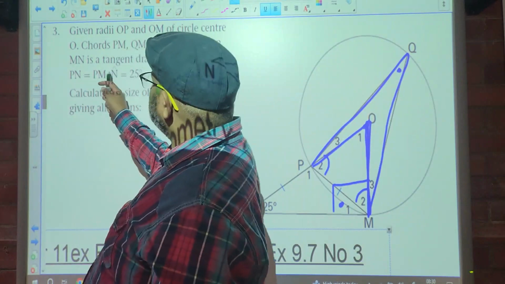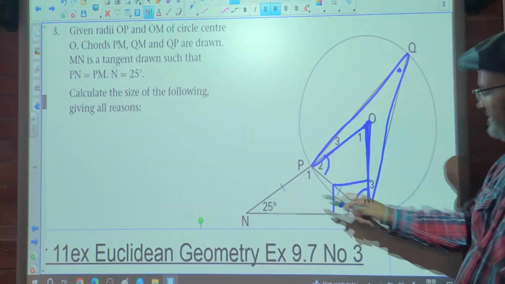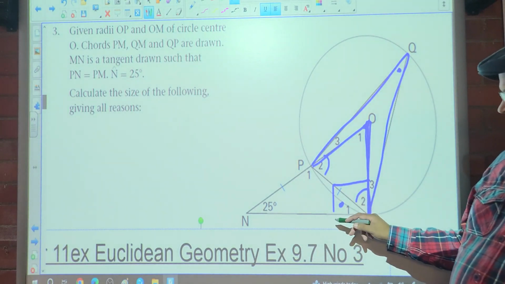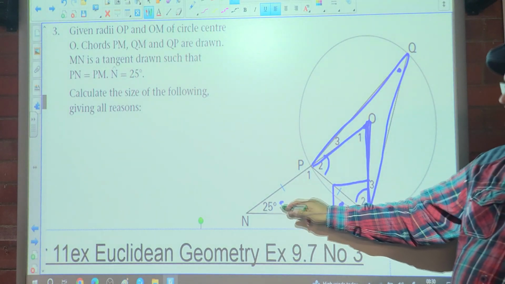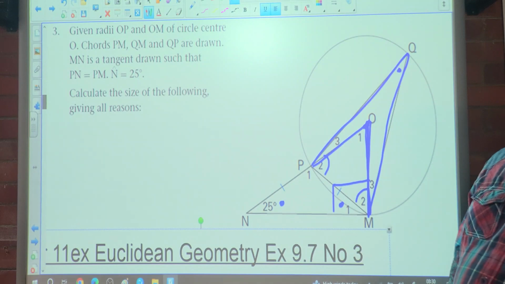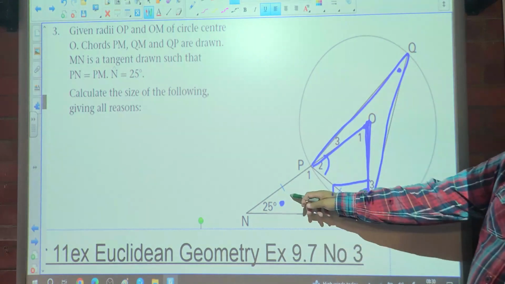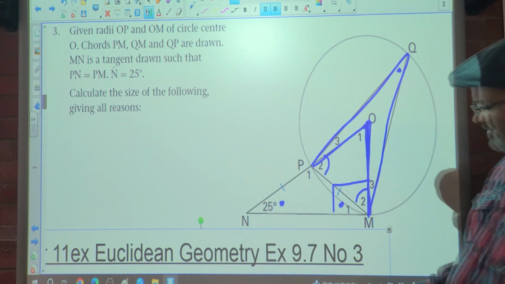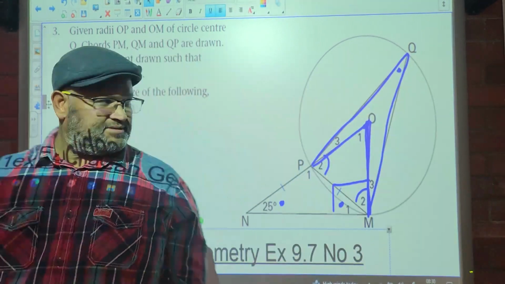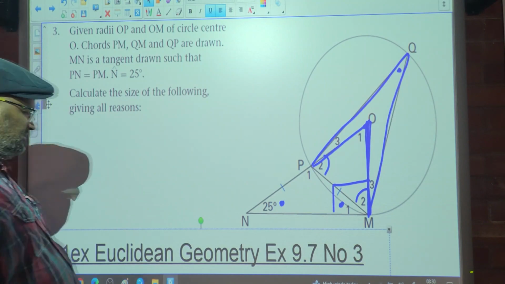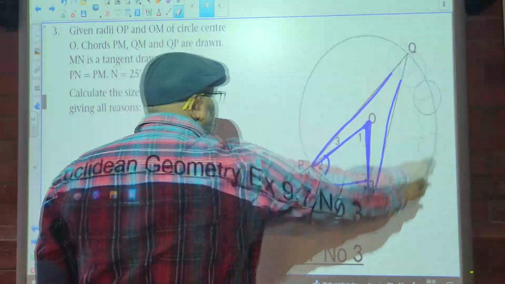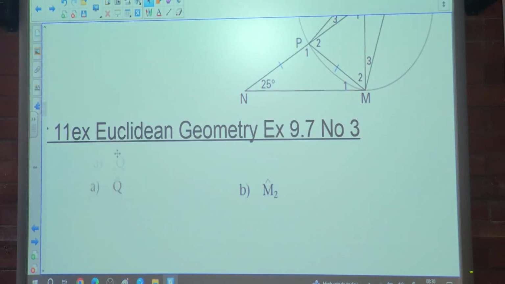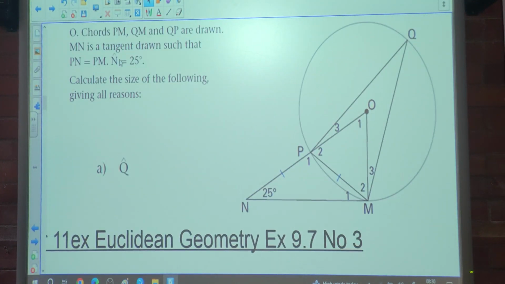Okay. Then we are told that PN is equal to PM. If that's the case, what do we know? M1 is equal to 25. Why? Angles opposite equal sides, as those lengths are equal. Calculate the size of the following given the reasons. Okay. So, what we do is we're going to take this off, so we don't tend to leave anything out when we're doing the proof or the calculation itself.